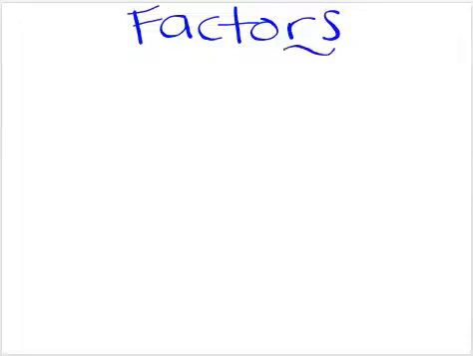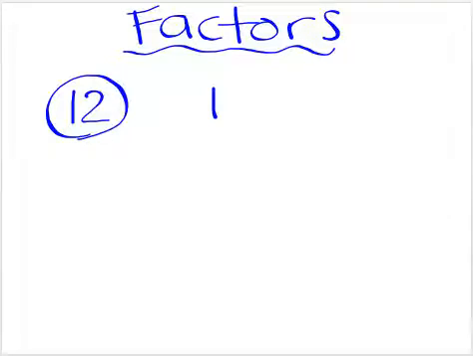Alright, guys, let's talk about factors and review what we've been discussing in class. So, first, let's review what a factor actually is. Factors are the numbers that can be multiplied together to arrive at any certain product. So, for example, if we think about the number 12, there are a lot of numbers we can multiply together to arrive at the number 12.